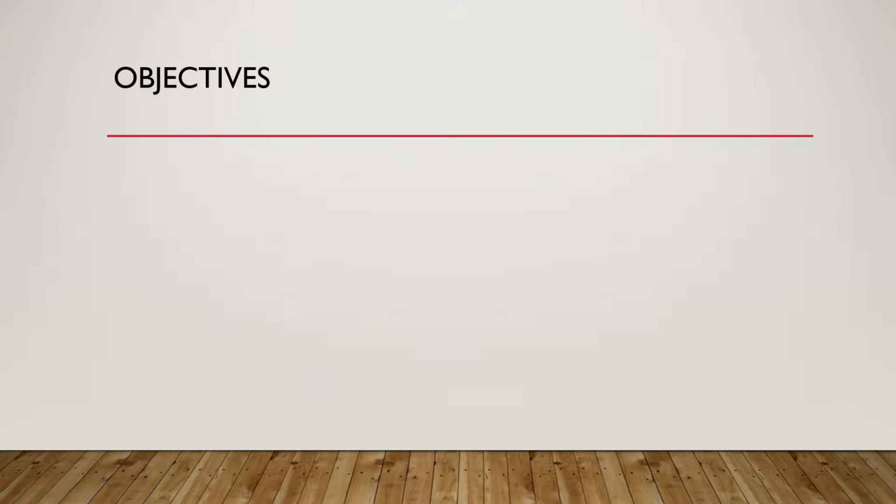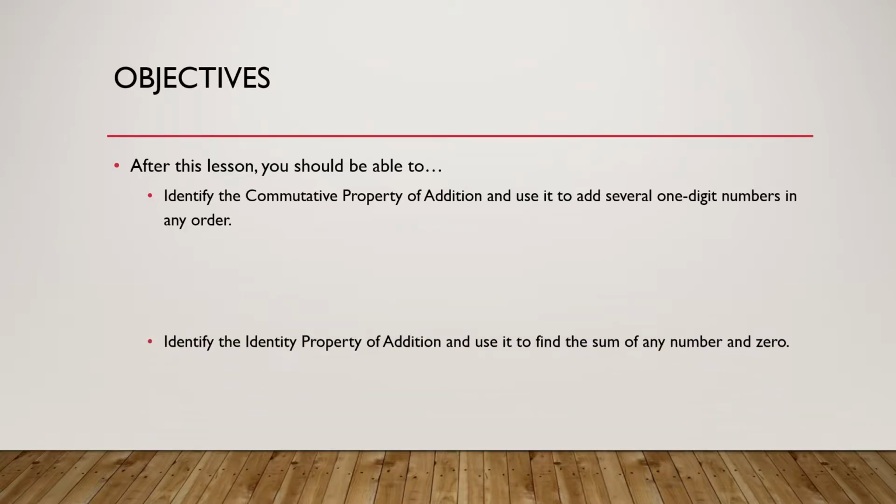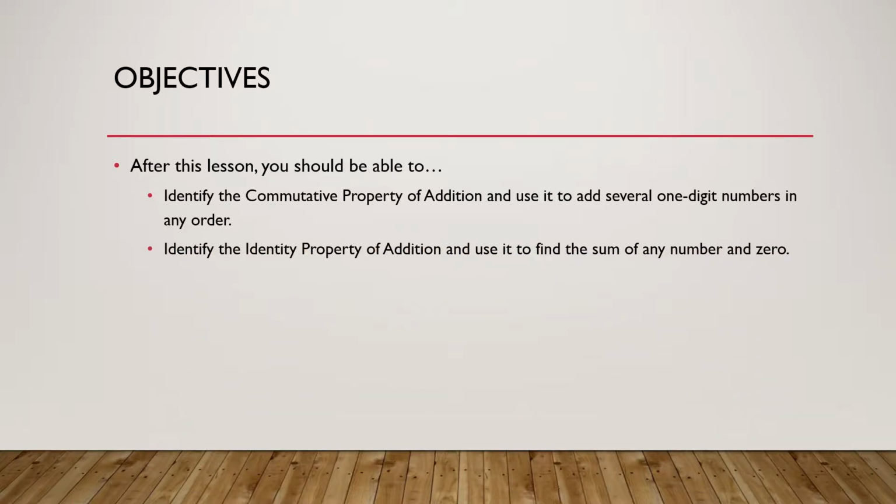Our objectives for this lesson. After this lesson, you should be able to identify the commutative property of addition and use it to add several one-digit numbers in any order. Identify the identity property of addition and use it to find the sum of any number and 0. Use the addition algorithm to add 2- and 3-digit numbers.